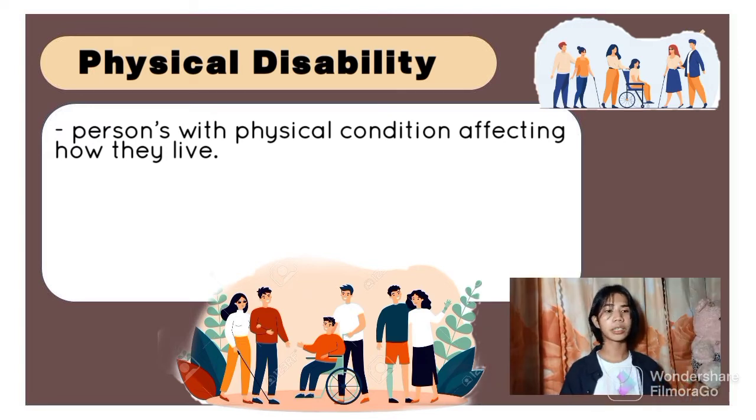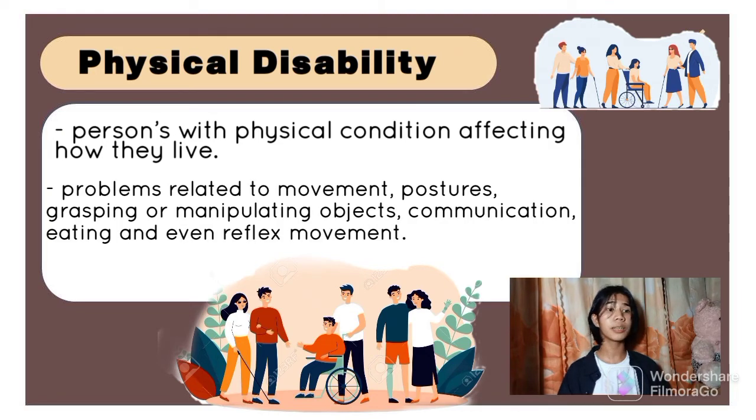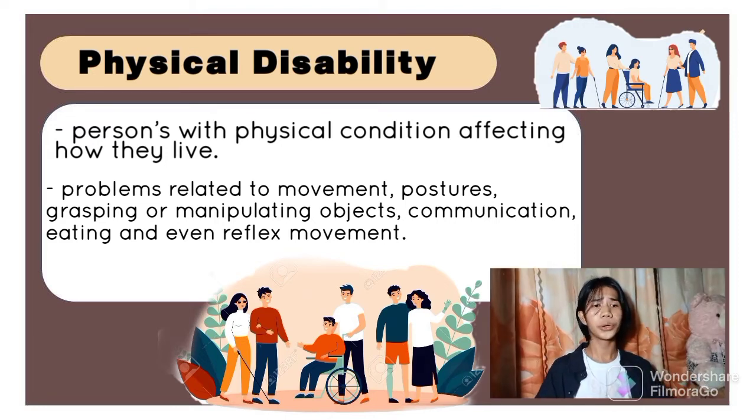Students or persons with physical disabilities may have problems related to movement, postures like sitting or standing, grasping or manipulating objects, communication, eating, and even reflexed movement. As we all know, the initial barrier experienced by children with physical disabilities is physically accessing the world of learning or education. Fortunately, in this present time, there are many shelters that are accepting that kind of situation. The good thing is that inclusive education is introduced at an early time.